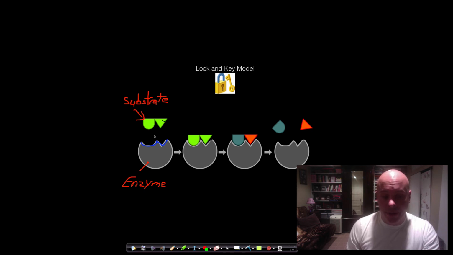Okay, it's specific. If we look at it, that's where the name lock and key comes from, because a lock has a specific key that will make it function, correct? So here, enzymes have a particular substrate that will fit into its active site, and it'll work. If you put in a different substrate, it won't work.